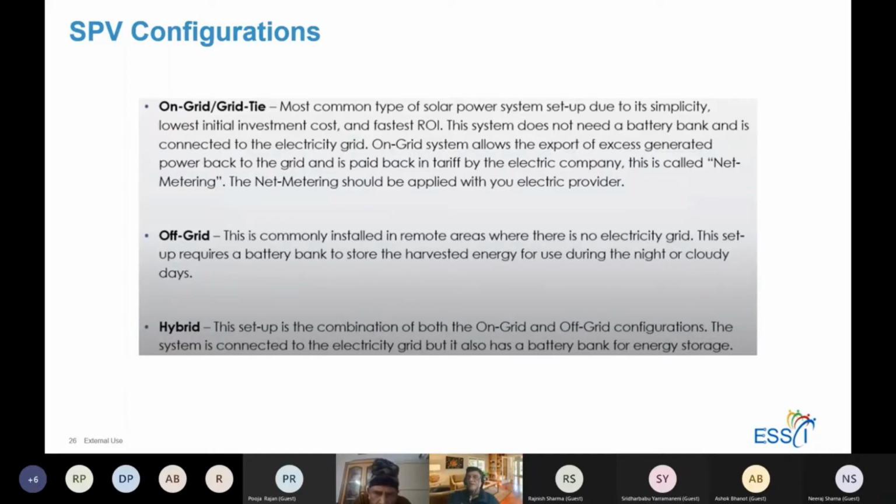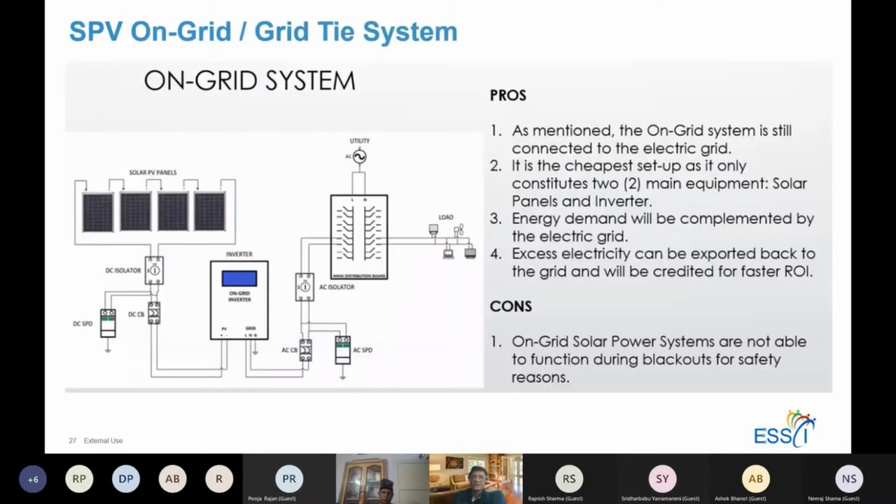And then you have the hybrid one, which is technically the most complex. It's a combination of both the on-grid and the off-grid configurations. The system is connected to the electricity, but it also has a battery backup for energy storage. So it is also expensive. It's a little more complicated to design and use. And we'll cover this one briefly also. As of now, hybrid is not that common, and sometimes we use hybrid with a little more rigid definitions. This is a loose definition of hybrid, and we'll cover that when we come to that particular section.